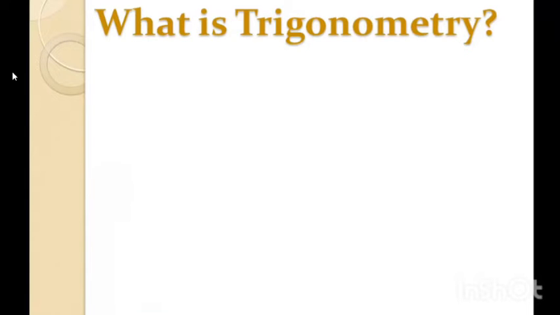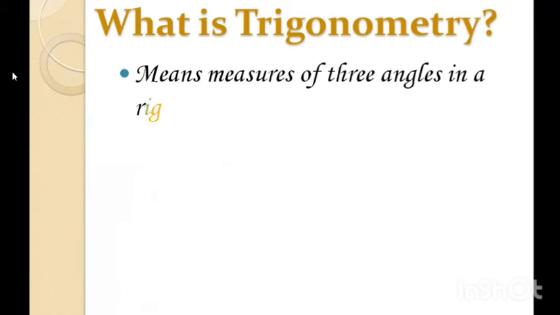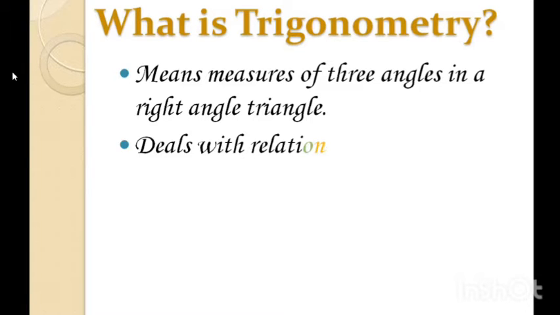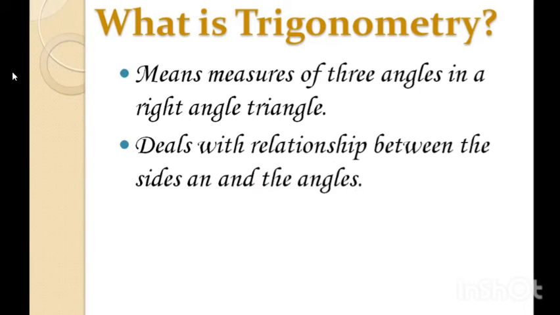What is trigonometry? Trigonometry means measures of three angles in a right angle triangle. It deals with the relationship between the sides and the angles. In a triangle, there will be three sides and three angles. So trigonometry deals with the relationship between the sides and the angles.